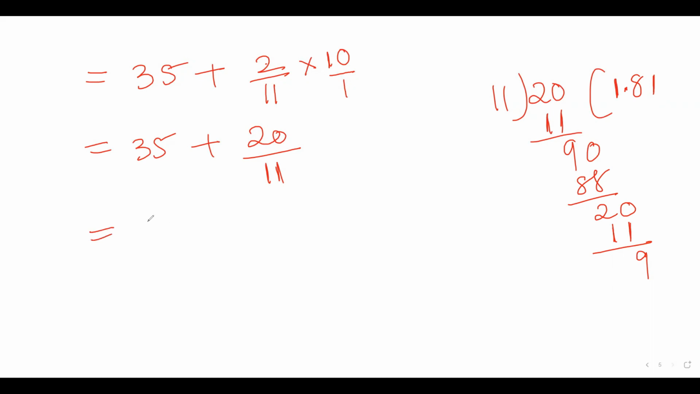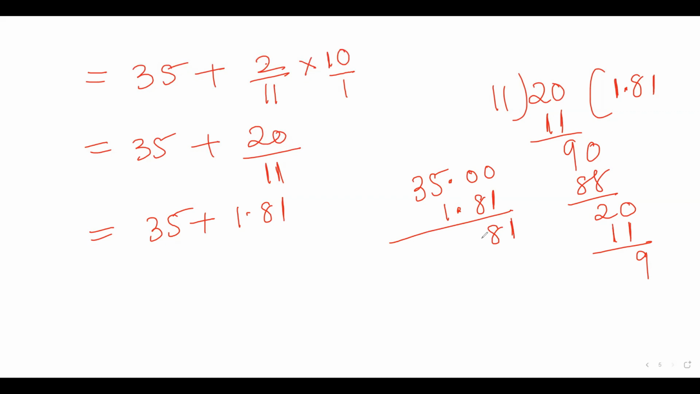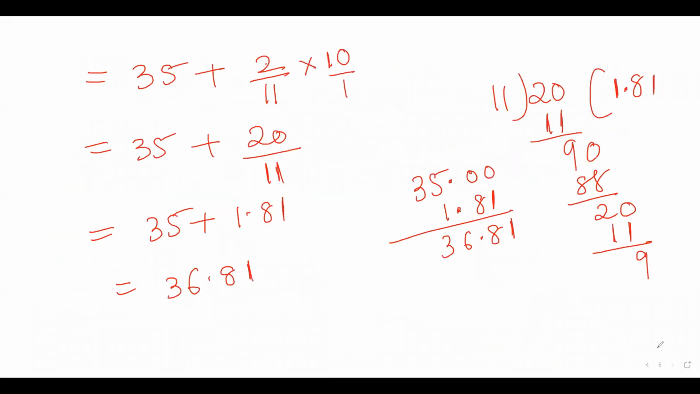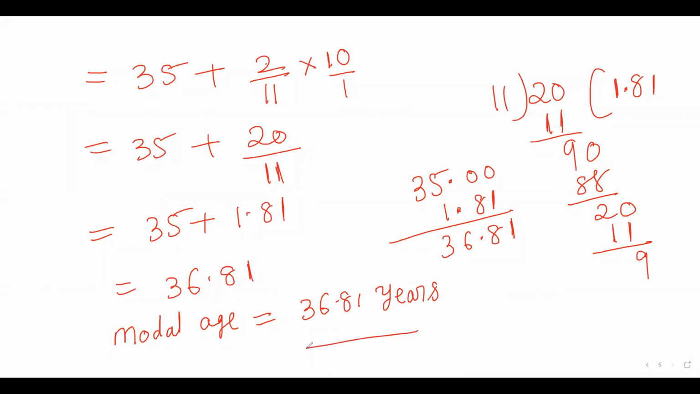So the final answer is 35 plus 1.81. How to add these two? 35, 1.81. Here you can put zeros. Add 81, 6, 3. So your final answer is 36.81. And you can't leave the answer here. You should go to the first heading. Check what is the first heading. Read, age in years. So your answer should be modal age is equal to 36.81. And what is the unit? Years. This completes your problem.